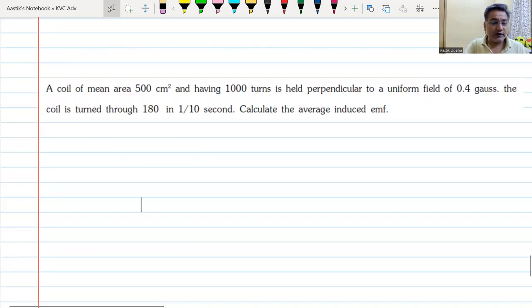This one: a coil of mean area 500 centimeter square having 1000 turns is held perpendicular to a field of 0.4 gauss. The coil is turned through 180 degrees in 1 by 10th of a second. Find the average EMF. Once you have the average EMF, divided by R, you will get average current. You multiply it by time, you will get your charge flown. Do we understand this? Yes. 2 minutes you have to solve this.